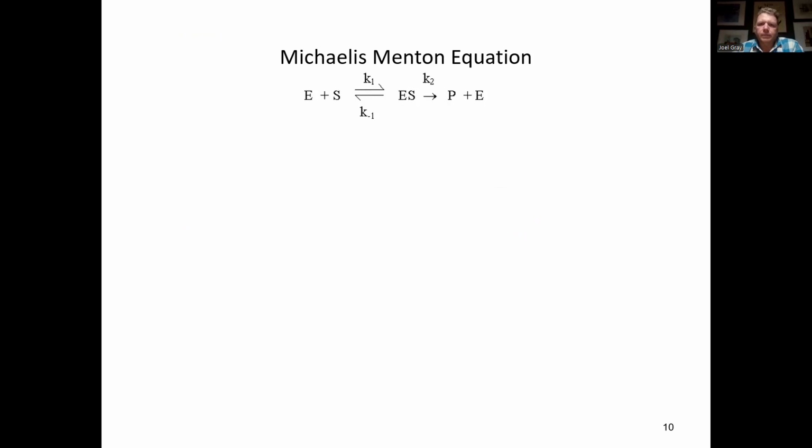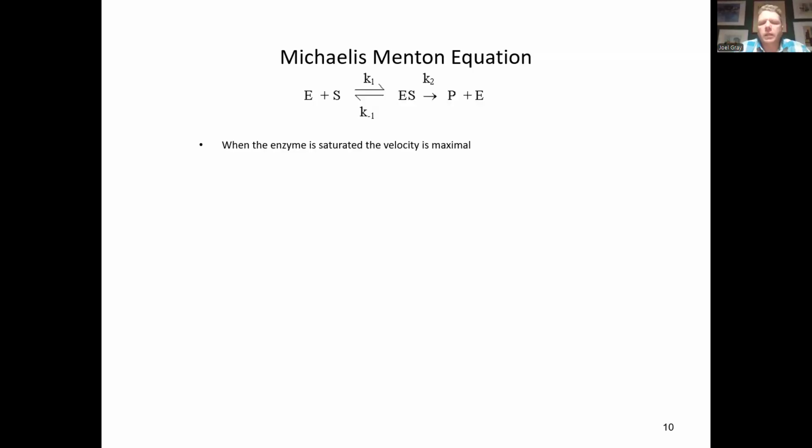Now, before we get into that, there's an equation that y'all need to be familiar with, and that is the Michaelis-Menten equation. The Michaelis-Menten equation is determined under the circumstances where the enzyme is saturated and the velocity of the reaction is maximal. So the enzyme is saturated with the substrate. So basically, whatever amount of its substrate it needs, you give it 10x as much.